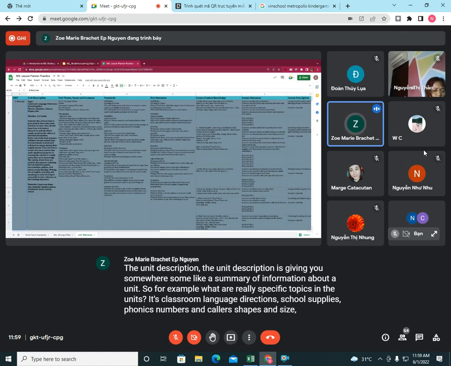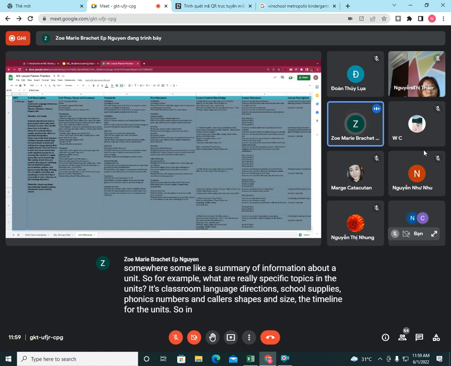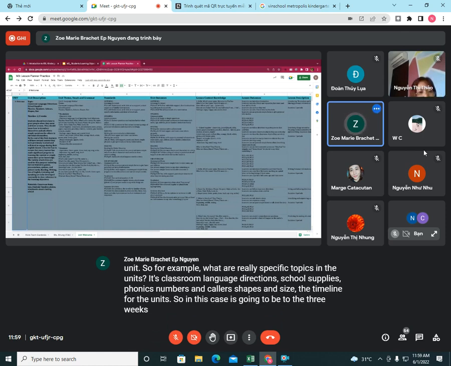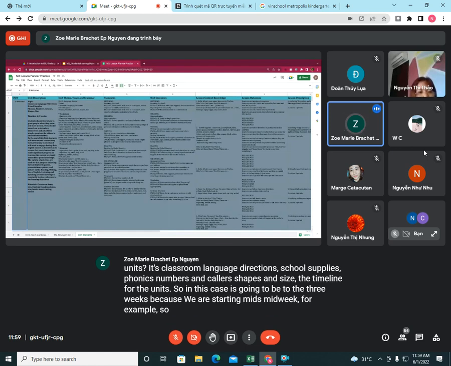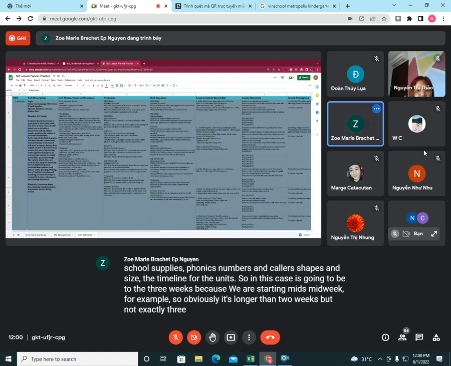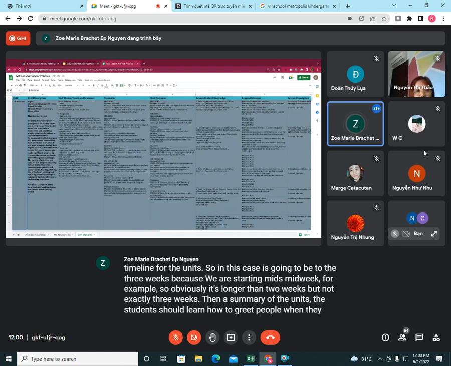The timeline for the unit. In this case, it's going to be 2 to 3 weeks because we are starting midweek, for example. So obviously it's longer than 2 weeks, but not exactly 3 weeks. Then a summary of the unit. The students should learn how to greet people when they enter and leave the room, etc.